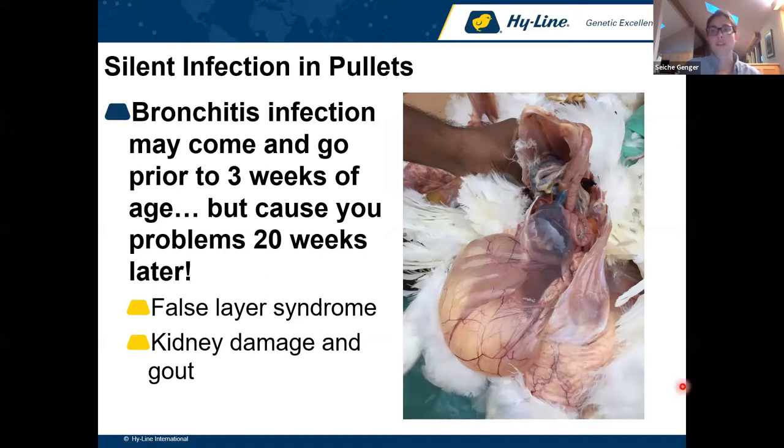So silent infection in pullets is really one of the areas that we try to fight against the most. And that's why protection is so important, because you can have this early bronchitis infection that's going to come and go before they're even 3 weeks old, but you cause problems that are going to show up 20 weeks later in life that you weren't prepared for. And those two primary areas of damage that we discuss from early bronchitis infection are false layer syndrome and then kidney damage with preceding gout.